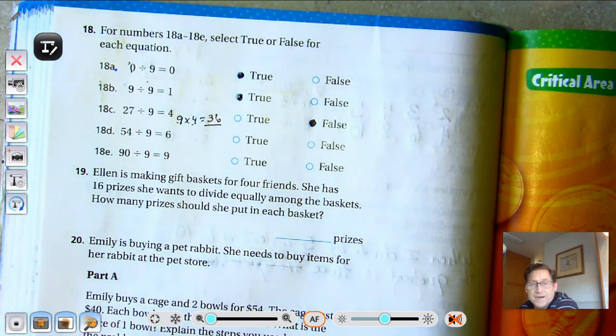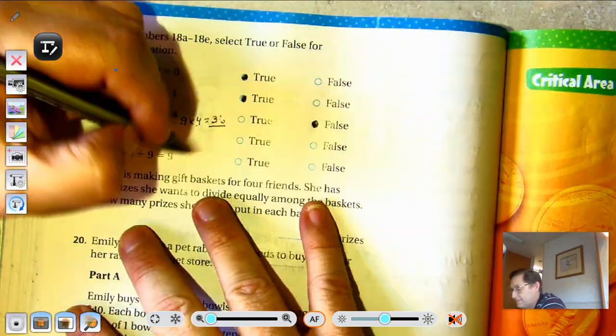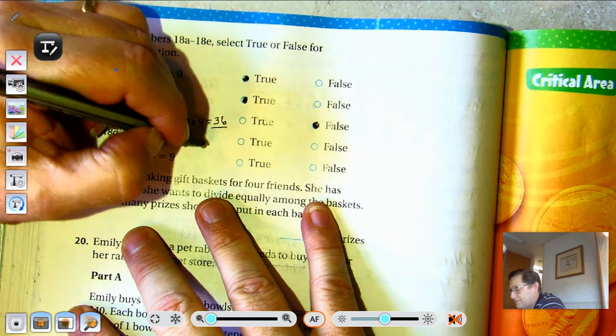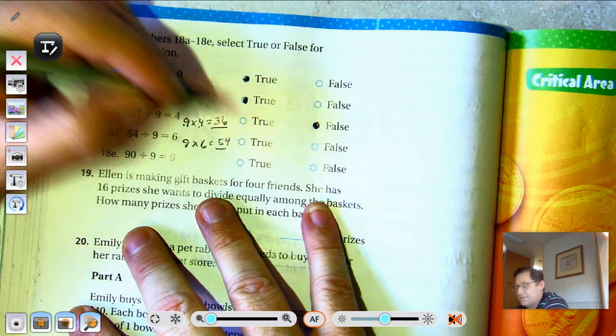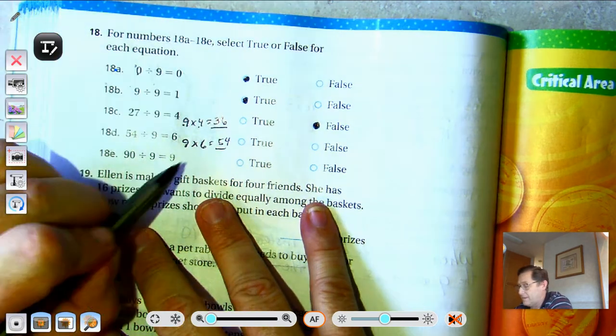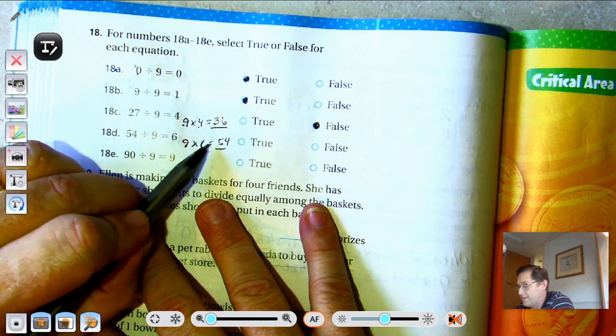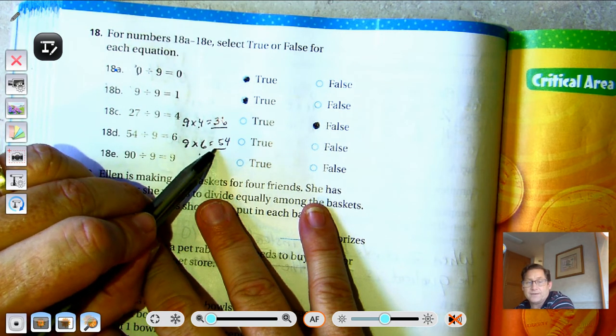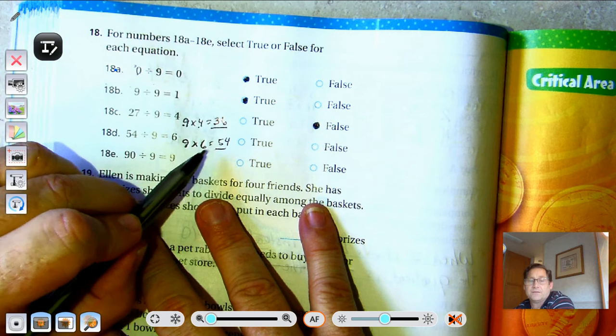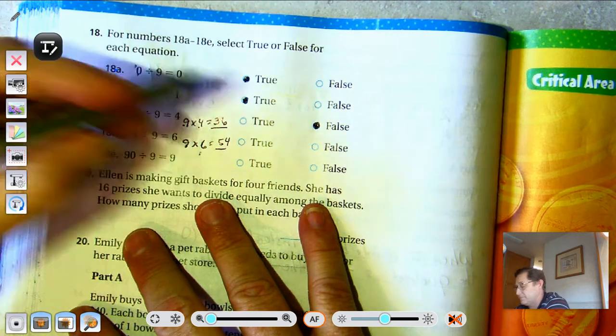54 divided by 9 equals 6. 9 times 6 equals 54. Is that true? Yeah. I'm multiplying 9 by 6. It's going to be 1 bigger than the tens place of the product. The tens place is 5, so the factor is going to be 1 bigger. So that's true.